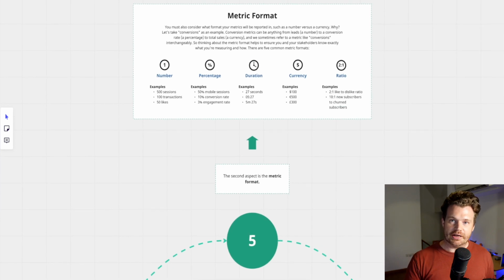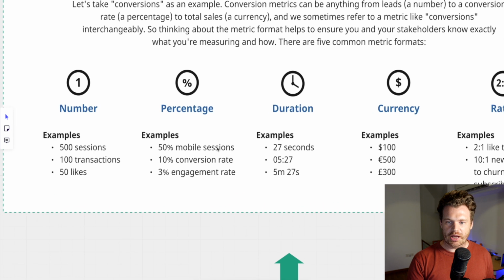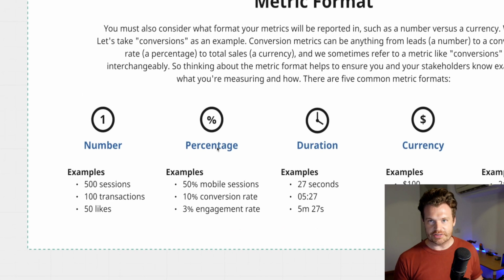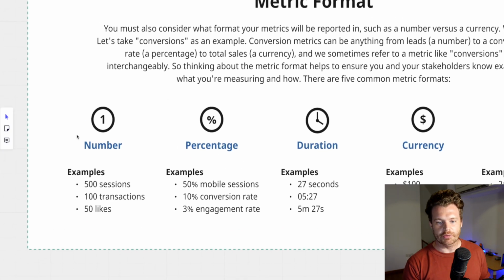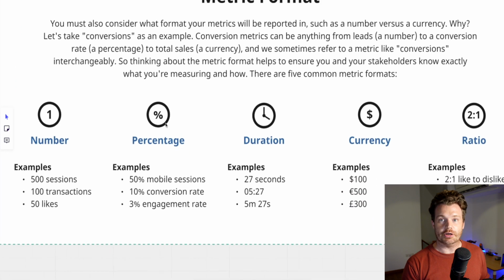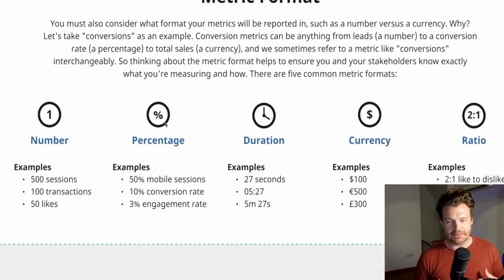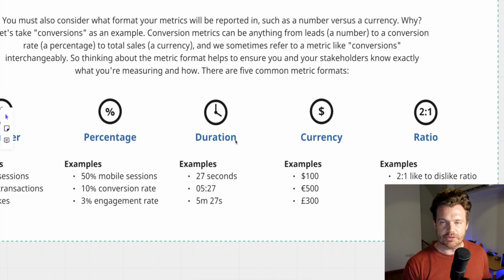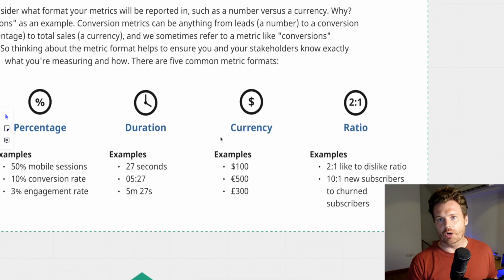Okay, the second aspect is the metric format. This one's pretty straightforward, but metrics all have different ways of presenting themselves. Sometimes you have numbers. So this could be something like user sessions or 100 transactions or 50 likes. Then you have metrics that are percentages, a bounce rate or an engagement rate. You have duration-based metrics, so that's time-based, so it could be 27 seconds or 5 minutes and 20 seconds. Then you've got currency metrics. Often if you're tracking transactions in e-commerce, you could have things like $100 or things like that.